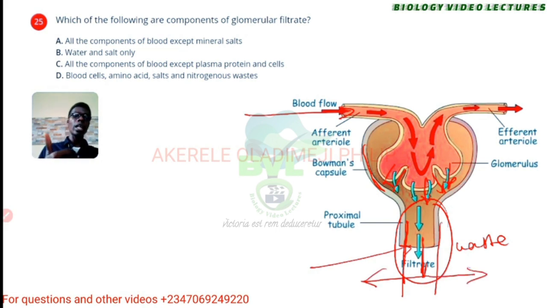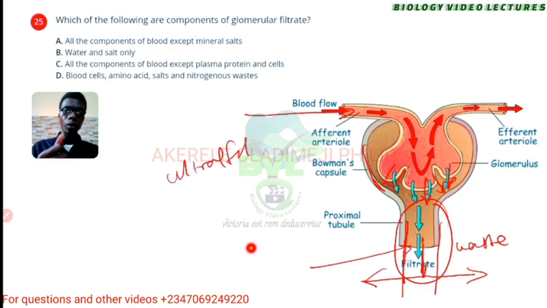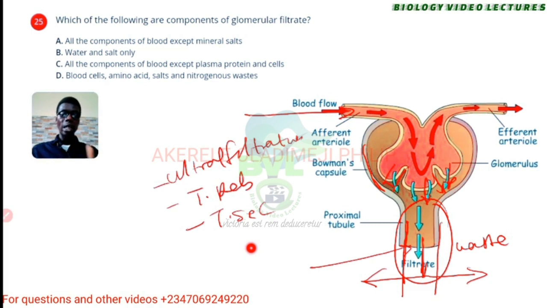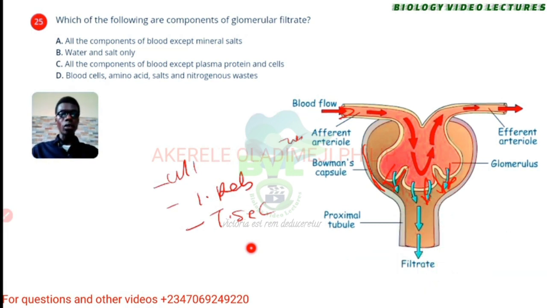Into the body. That's why we used to say formation of urine is in 3 stages: ultrafiltration, we have tubular reabsorption, we have tubular secretion. All right, so that reabsorption is one that actually takes out the useful things in the filtrates. All right, so it says here all components of blood except minerals.